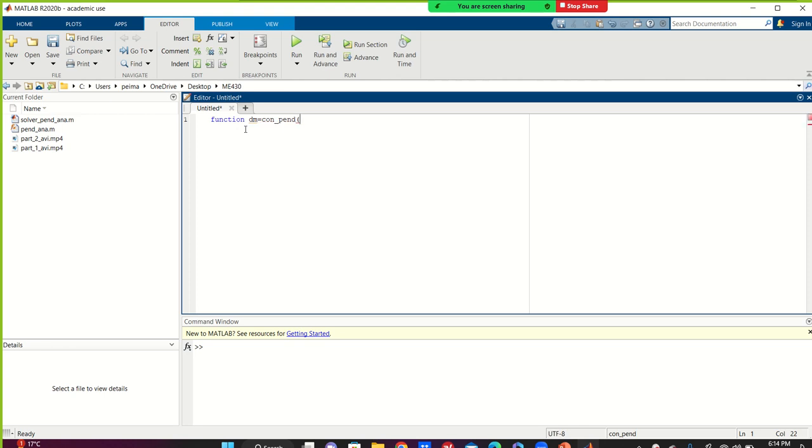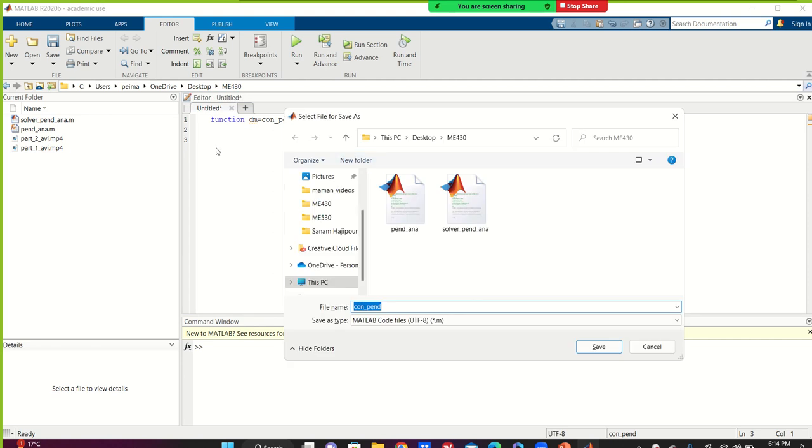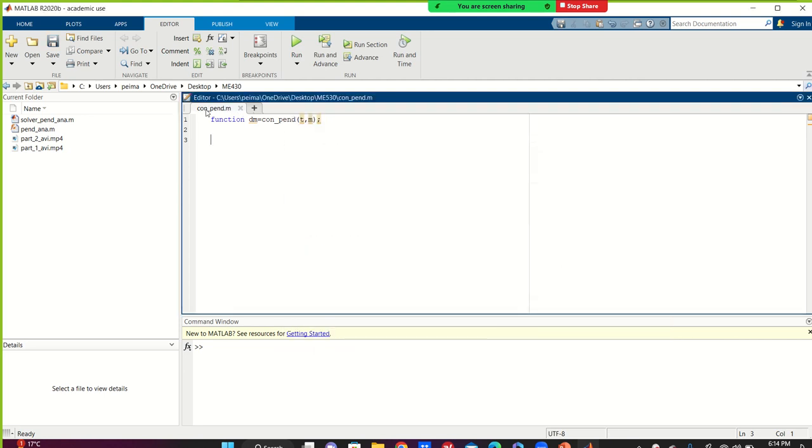Now you have to define the variables. Time, which MATLAB understands, and M. Remember, M was our state variables. Then I'm saving this. We're in ME530. This name, guys, must be exactly the same as the function name here. If they are different, MATLAB is going to give you a syntax error when you run it. This is the M file. See, now the name changed. Control pendulum.